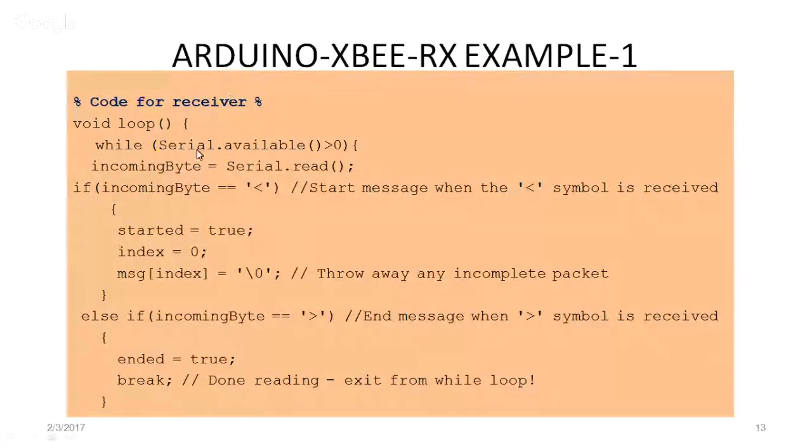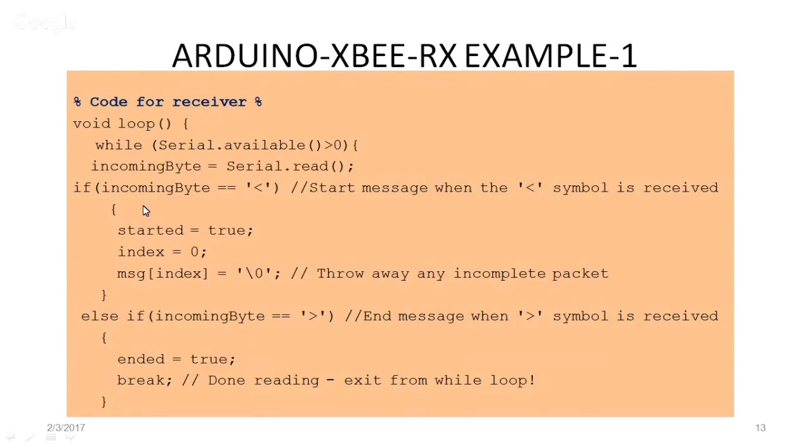In the code of the receiver, how will we use it? You will use your serial.available command. If any data is coming, then this loop will work. You will get the incoming byte value, which is coming from serial.read. In the serial.read command, the value will be read and stored in this incoming byte.